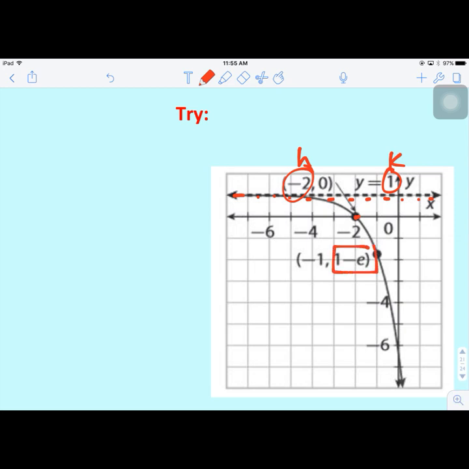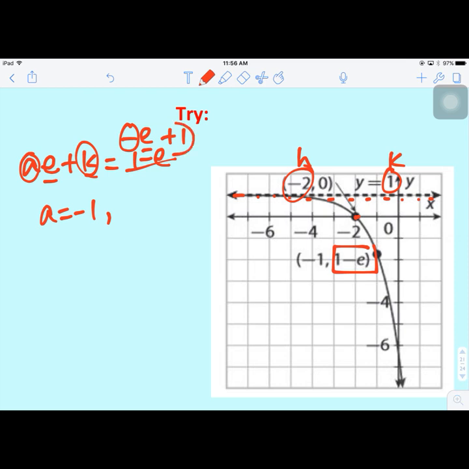Let's use that second point, the second coordinate. So let's again map up ae plus k and set that equal to 1 minus e. Now notice that the e and the 1 are kind of in the wrong position. So we're going to rewrite that as -e plus 1, so that way we can have the e's line up first. And now we can easily tell that a is equal to -1 and k is equal to 1.